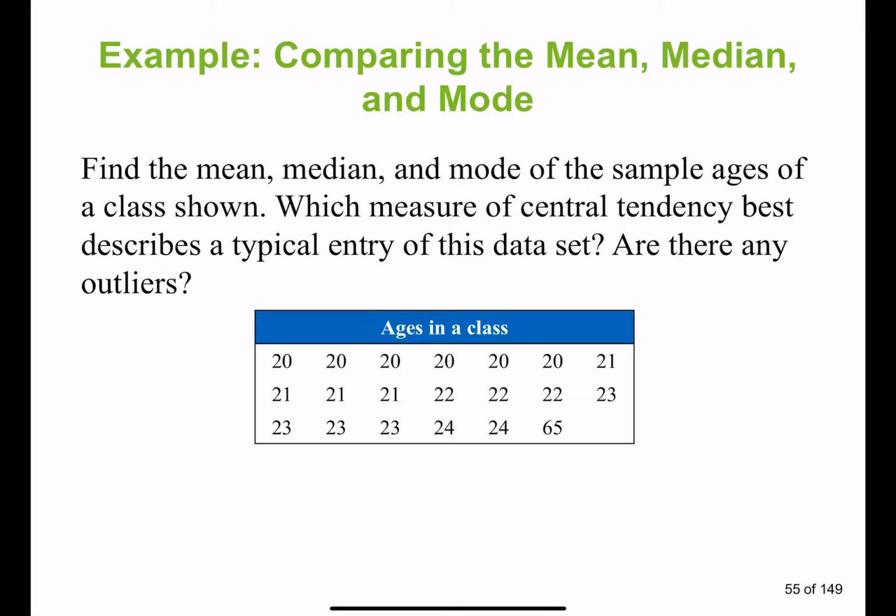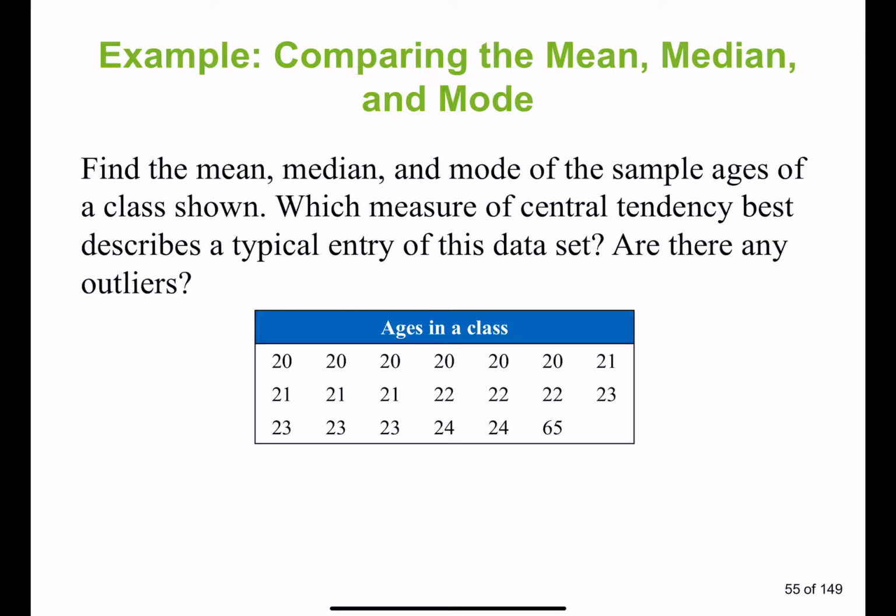If I take mode, what will be mode here? I would say it's going to be 20, right? Because 1, 2, 3, 4, 5, 6. 6 times 20. 21, 1, 2, 3, 4. 22, 3, 23, 4, and 24, 2. So the highest frequency is 20. So if I take the average of the class as 20, it also will be skewed because we have there 21, we have there 22, we have there 23.